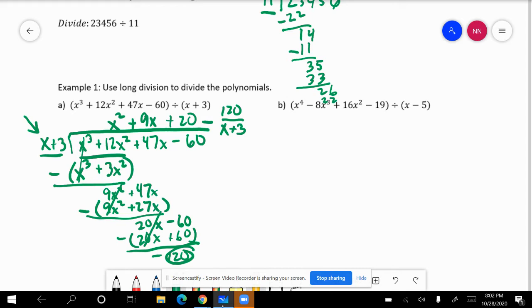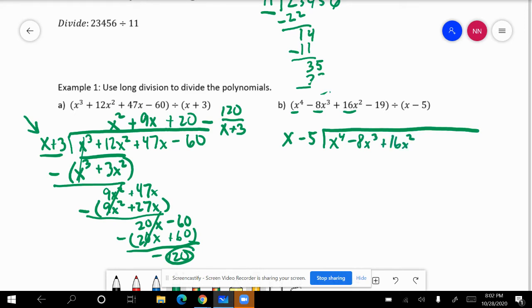Now, letter B is a little bit different because when we're looking at it, we see x to the fourth, x to the third, x squared. Notice that we're missing an x. We need to replace that x. So when we divide this, we're going to write down the x to the fourth, the 8x cubed plus 16x squared plus 0x minus 19. If ever you're missing a term, you need to put in that term with a 0, whether it's 0x squared, 0x to the third.